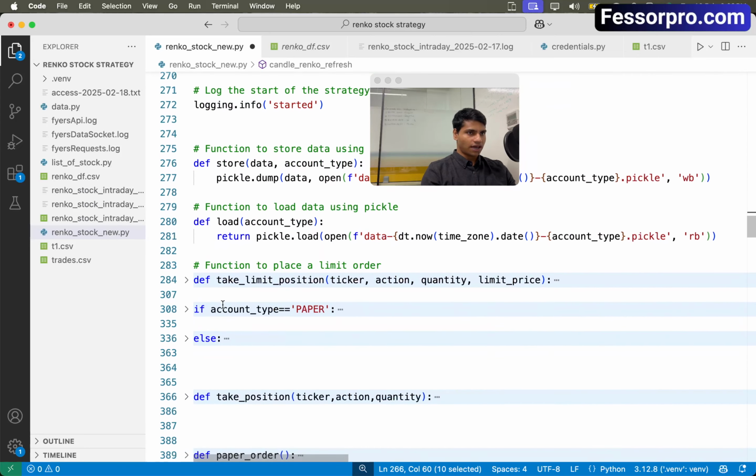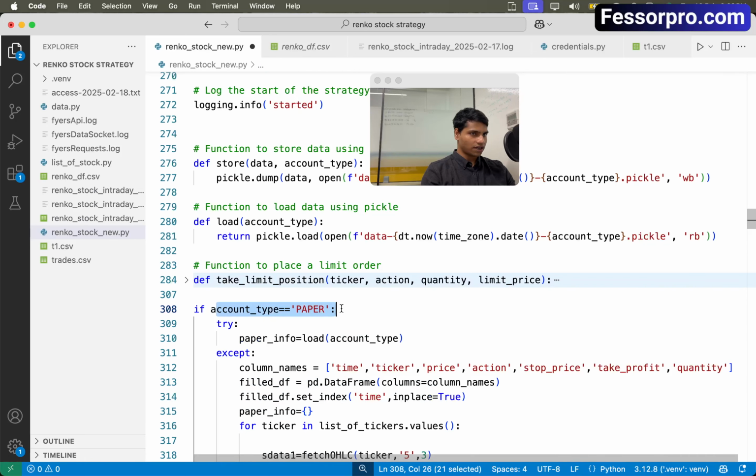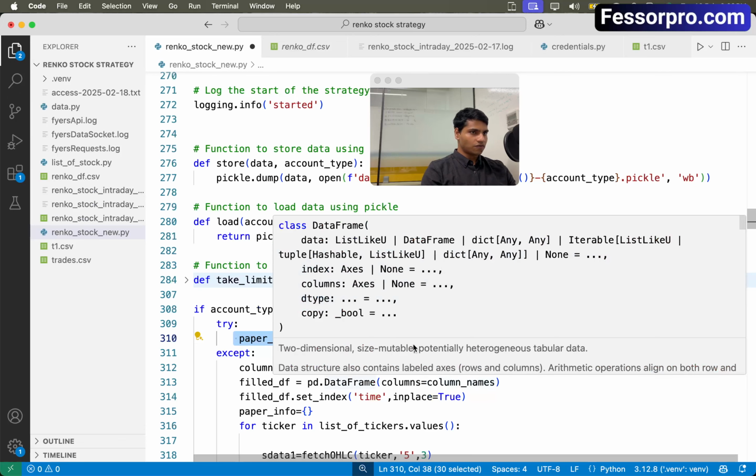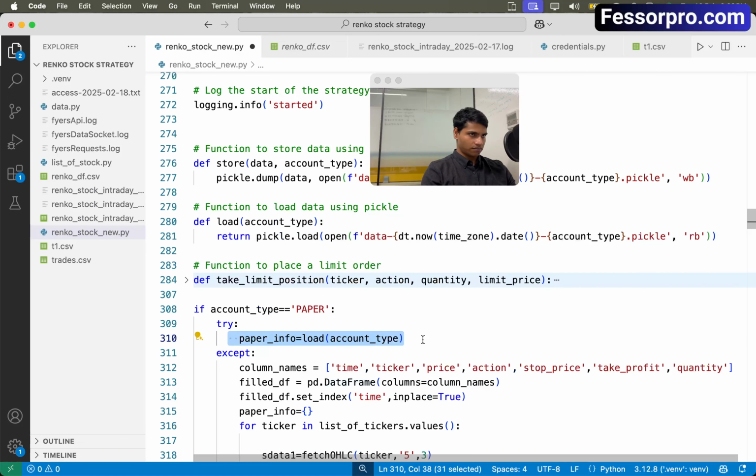Now, if you scroll down, I have another piece of code: if my account type is paper, run this code, else run this code. If my account type is paper, I'm going to load the data from the pickle file, because two things might happen. One is you are running this code for the first time. When you run this code for the first time, it will throw an error. Why? Because there is nothing to read.